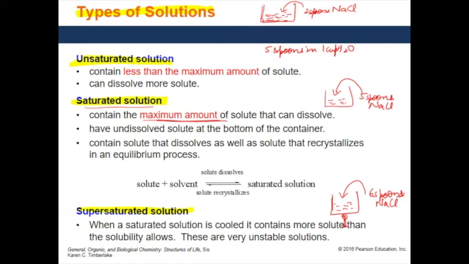When a saturated solution is cooled down, it would consist of more solute than the solubility would allow. So at room temperature, basically it can maximum hold 5 spoons. What I did is I added 6 spoons, I heated it up, it dissolved 6 spoons, but now I am cooling it down. So when you cool it back down, it consists of more solute than it can actually hold, and that solution is called a supersaturated solution.